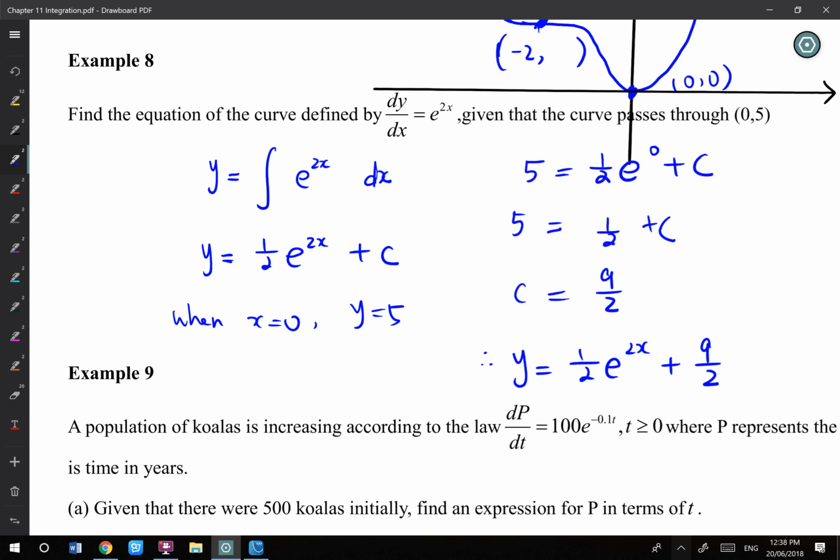This is the only thing I want to talk about here. We just need some point to find the c value. I can give you any point. In this case, I got c equals 9 over 2, and I just write y is a half e to the power of 2x plus 9 over 2.